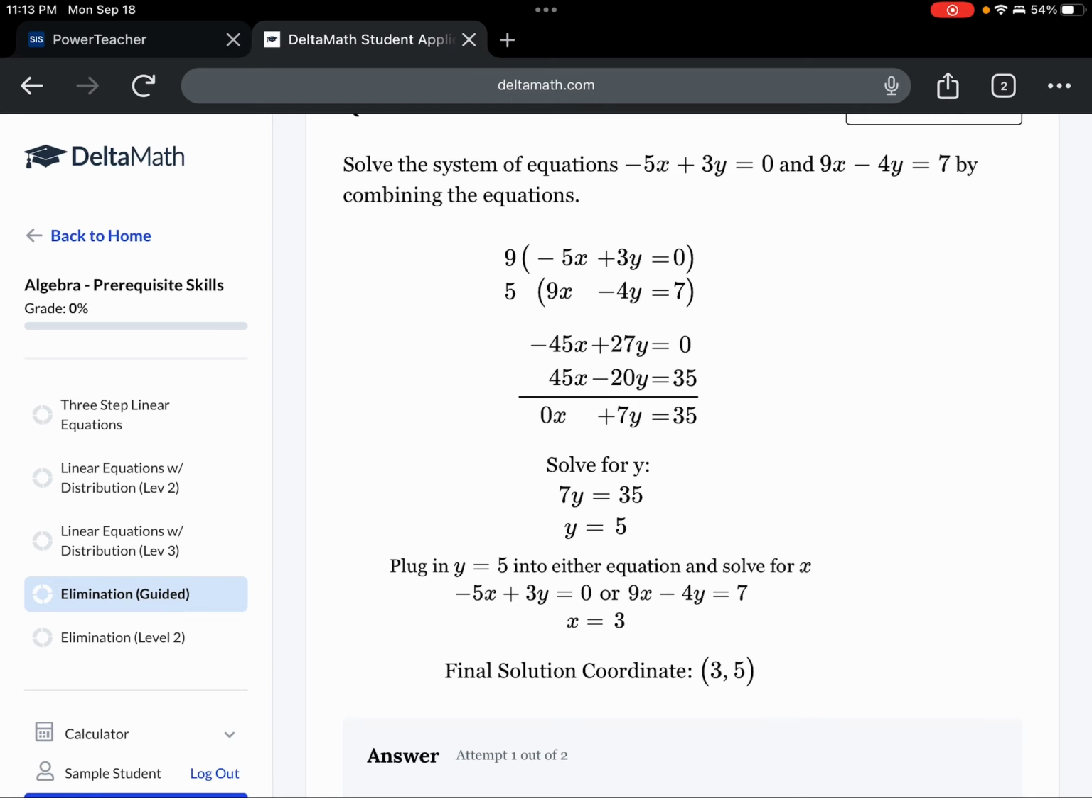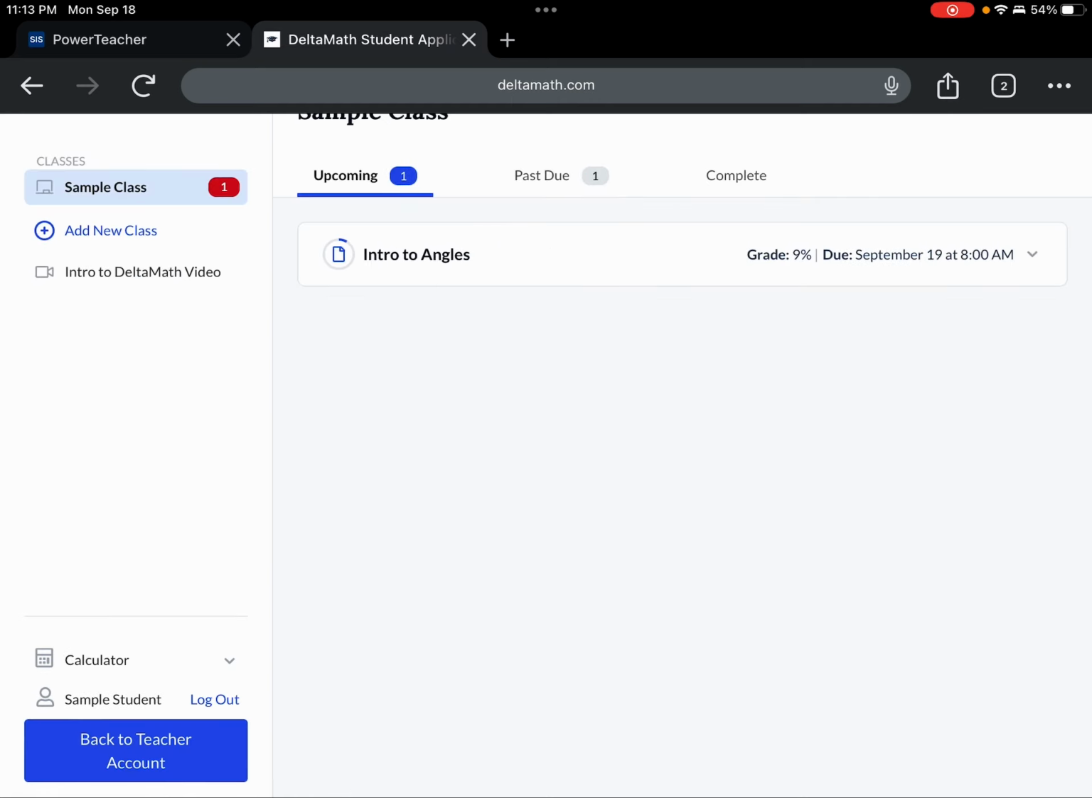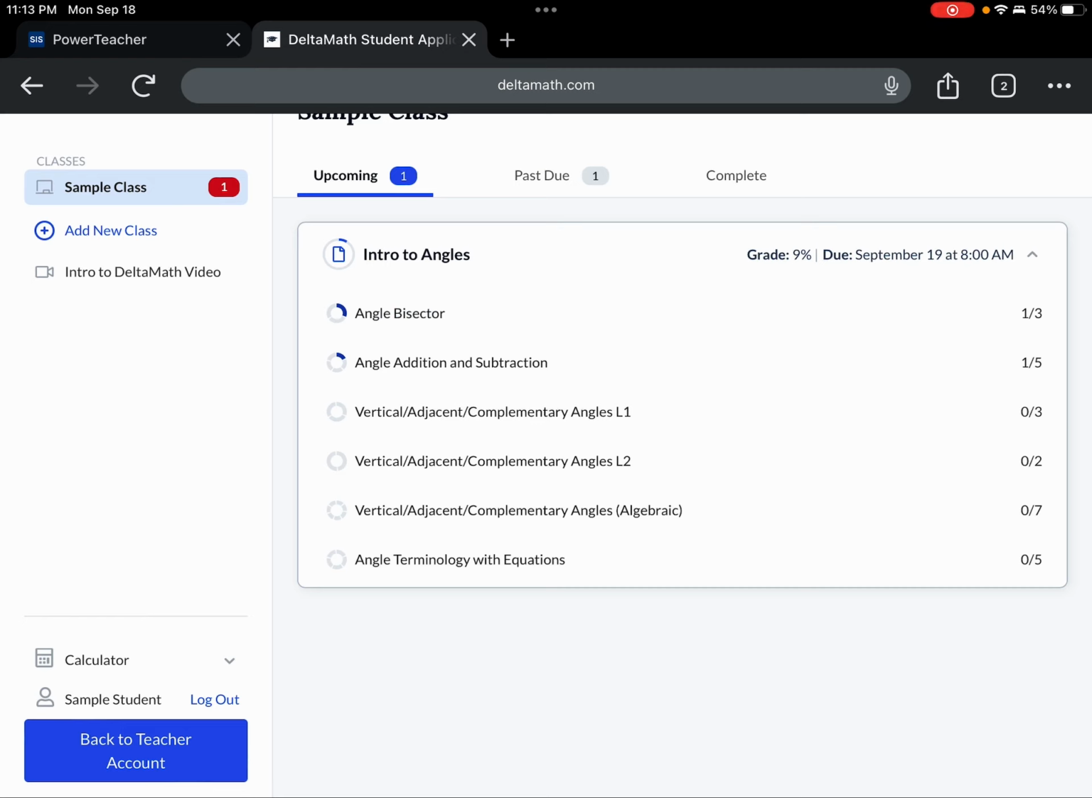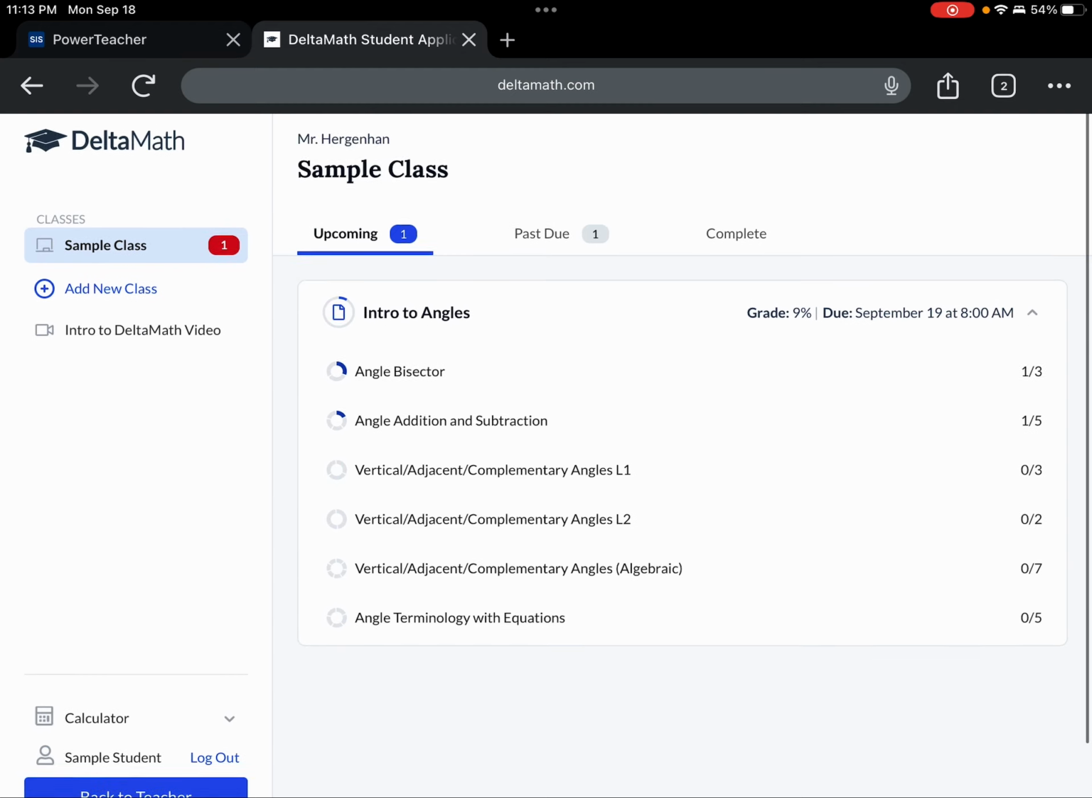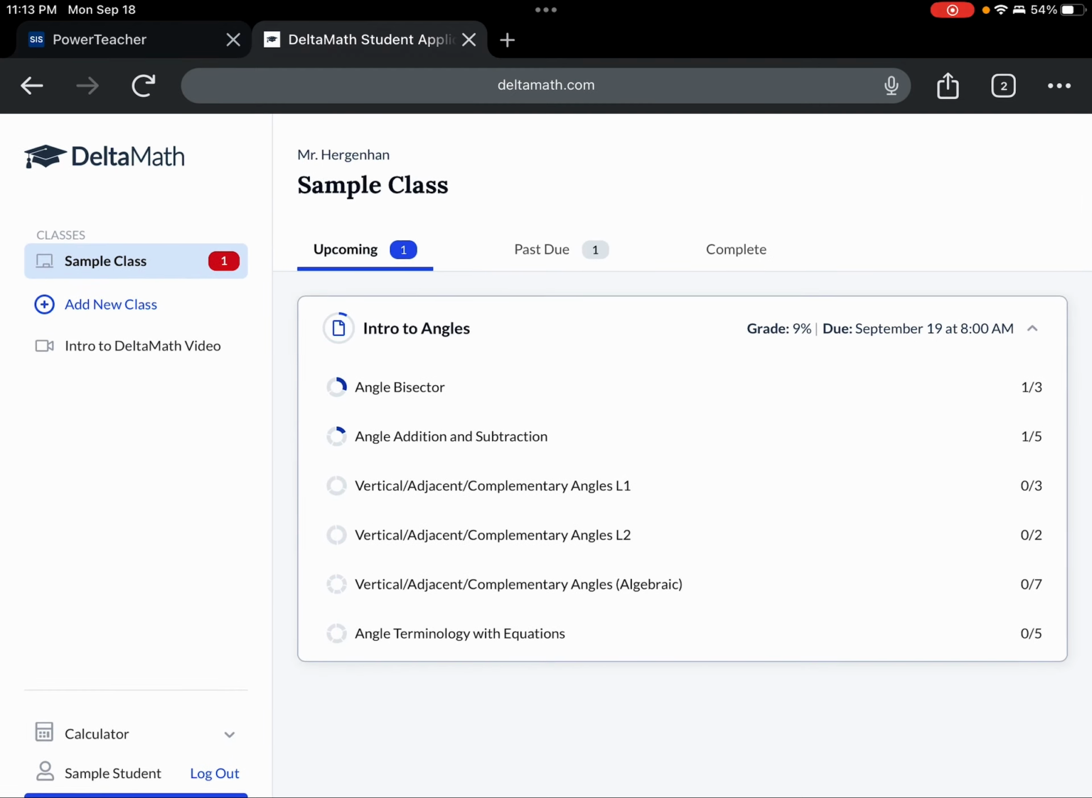Your only homework will be that other new Delta Math Intro to Angles thing, those 6 sections. Some of them I think will fly by. Some of them you're going to struggle with. Some of them you're going to have to do some more intense algebra, perhaps. Again, have an extra piece of paper handy so it's easier for you.